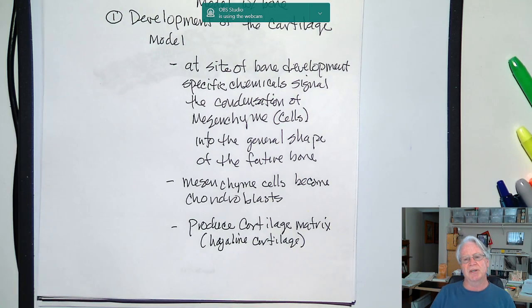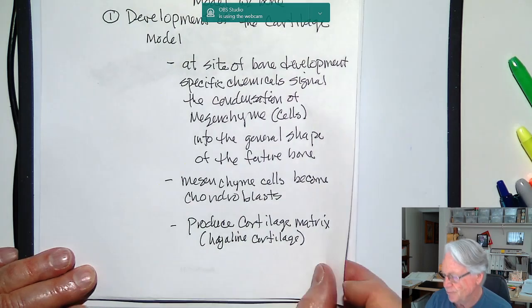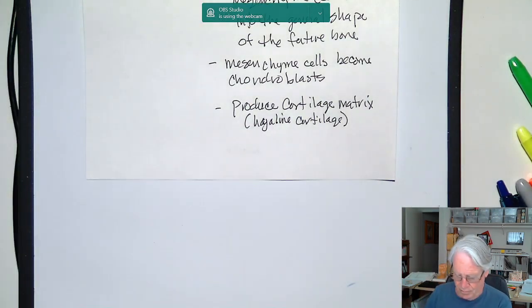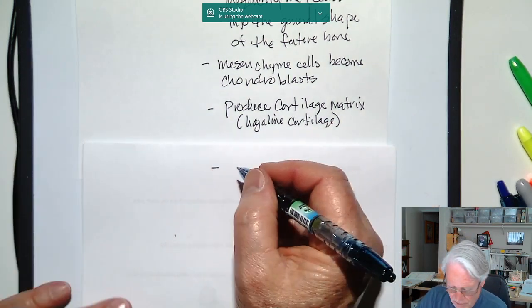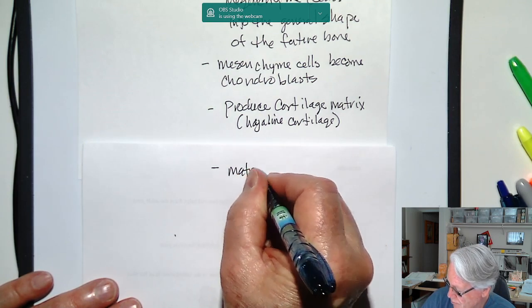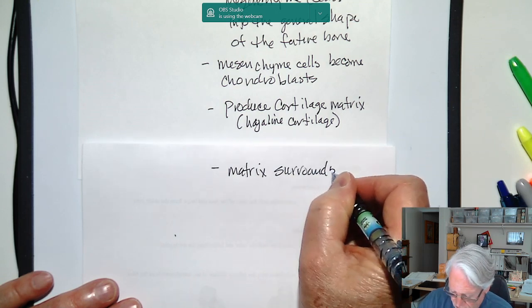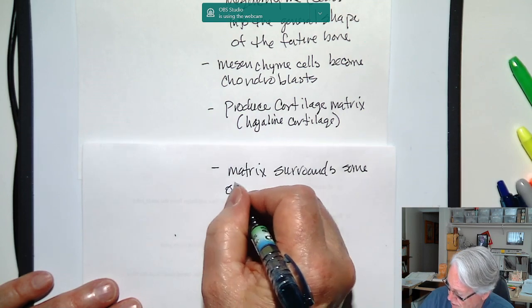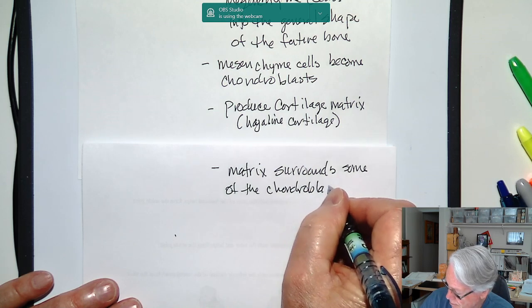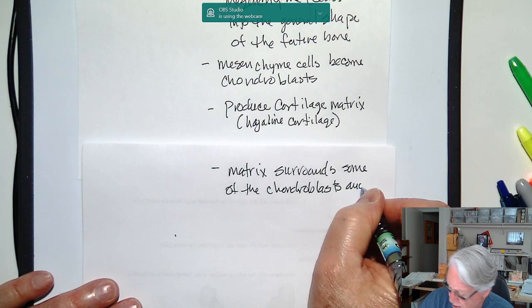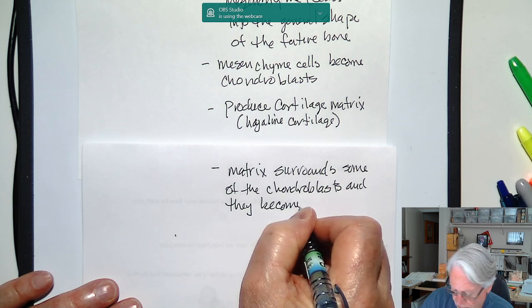That's the type of cartilage we're talking about. As this process proceeds, the matrix surrounds some of the chondroblasts and they become chondrocytes.